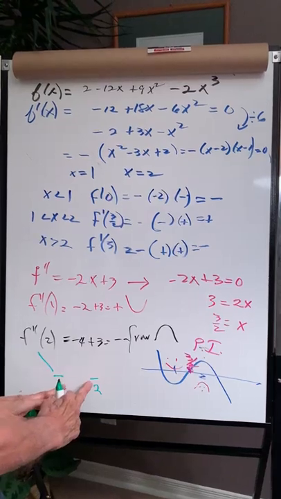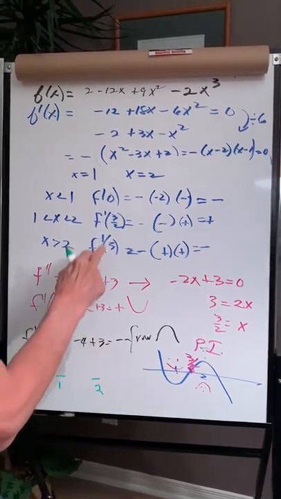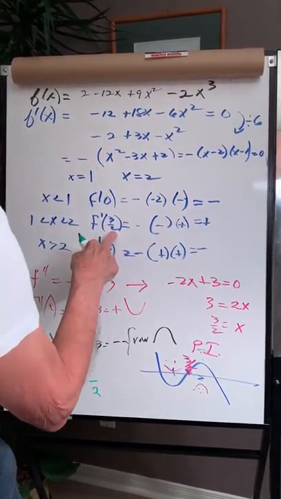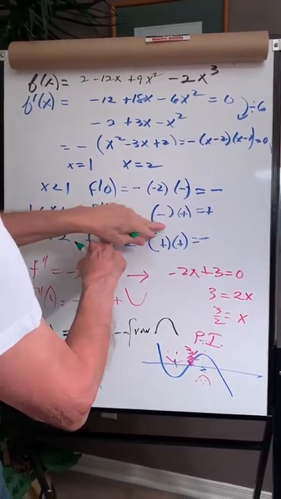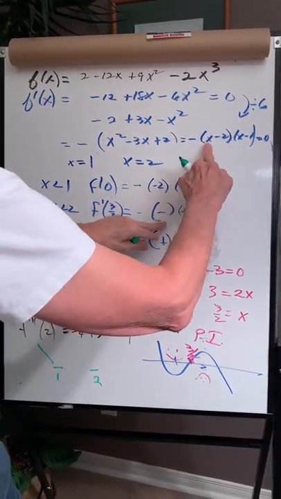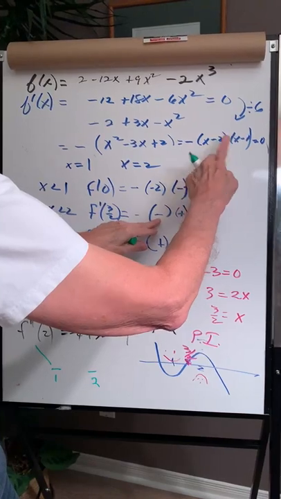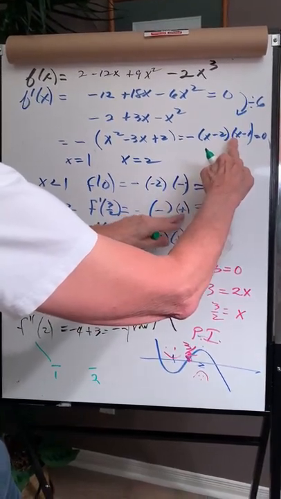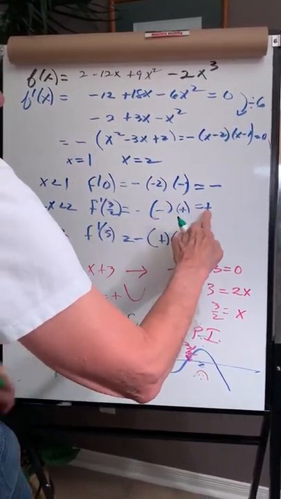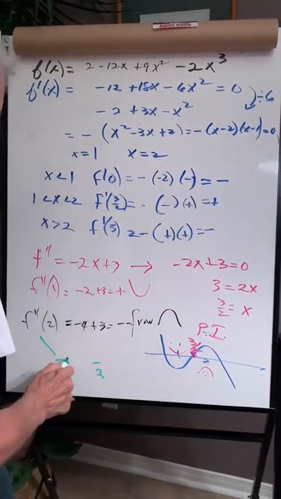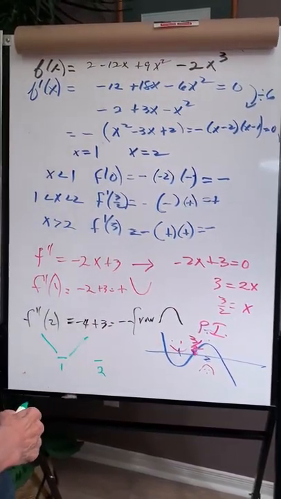What happens between 1 and 2? Let's put 1.5. So 1.5 will make this negative. 1.5 will make this positive. Two negatives will make it positive. So the curve goes this way. It's going to be positive.